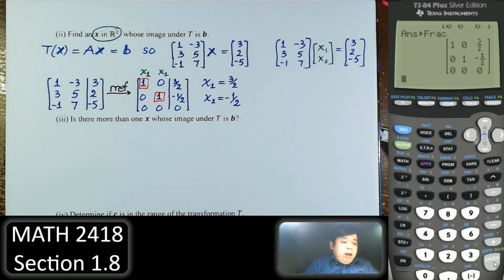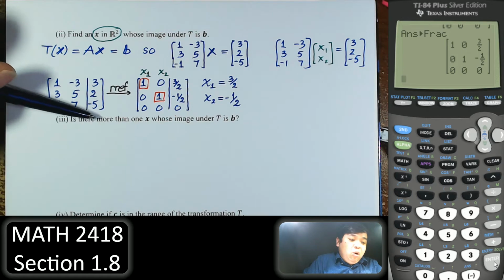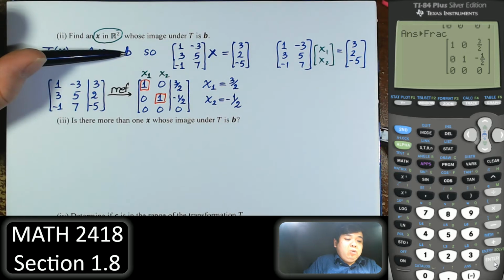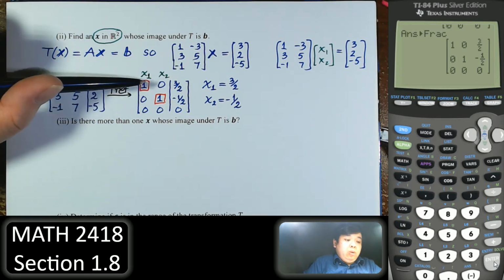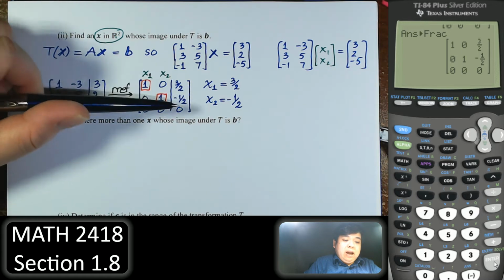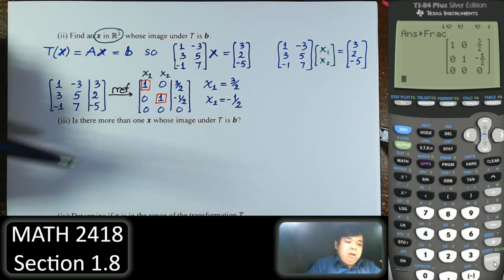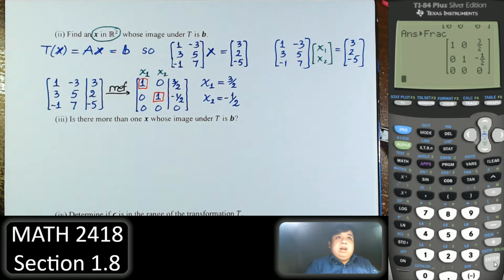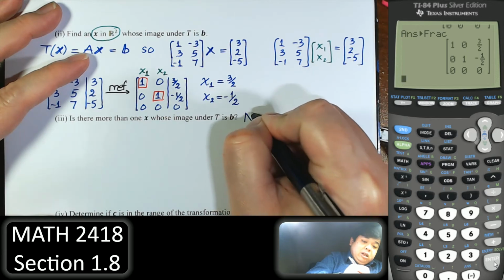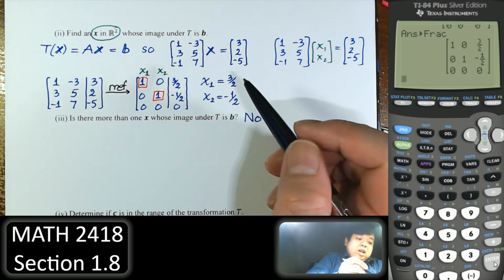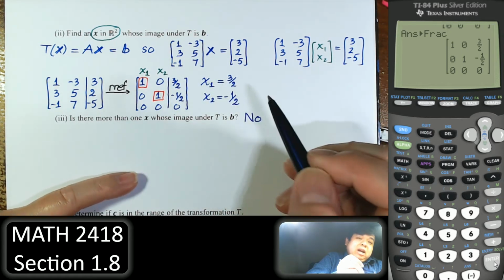Right. So in this case, the question is there more than one x whose image under T is equal to b. So we have A times something equal to b, and when we solve this equation, we only have x1 equal to 3 half and x2 equal to negative 1 half. There's no other solution, right? Because from the equation, that's all we have. There's no free variable here. So the answer is just simply no, because we solved the matrix equation, and there is only one solution. So there's only one x, x1 equal to 3 half and x2 equal to negative 1 half.